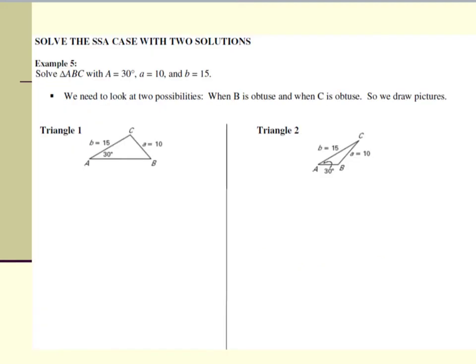Okay, we've just got a couple more things here. This is when we have a side and an angle that we're given of a triangle, and there are two possible solutions. So we've got this little formula, H equals B times the sine of A.